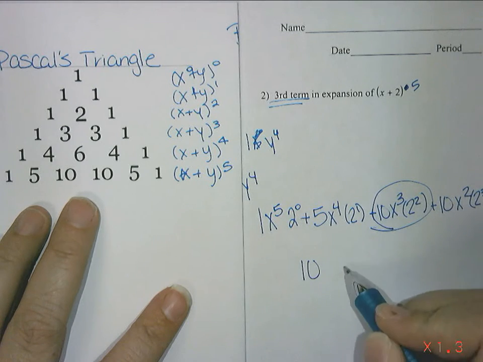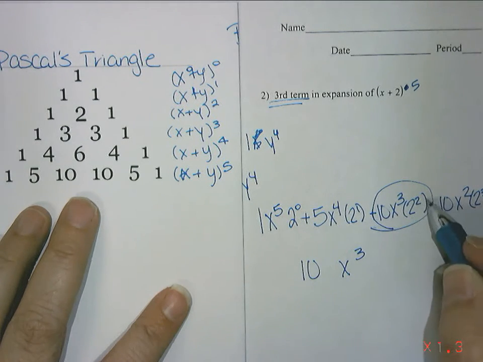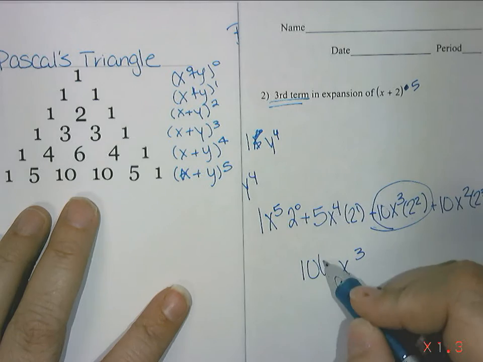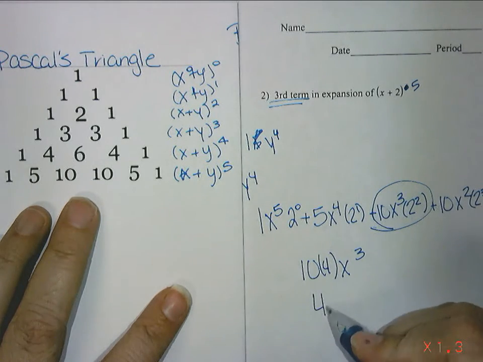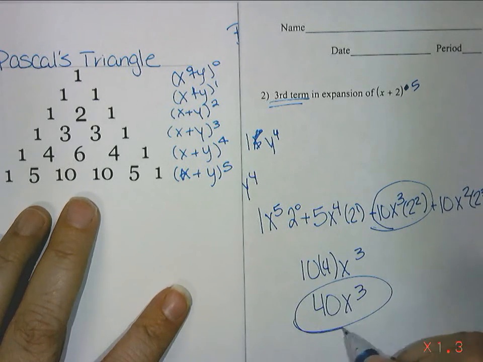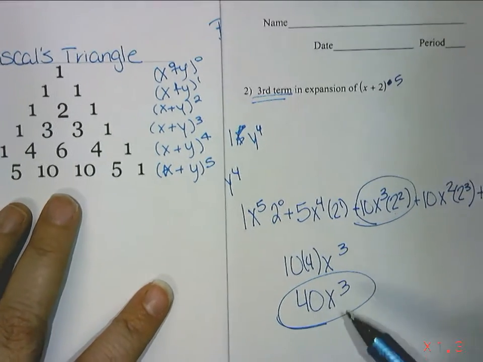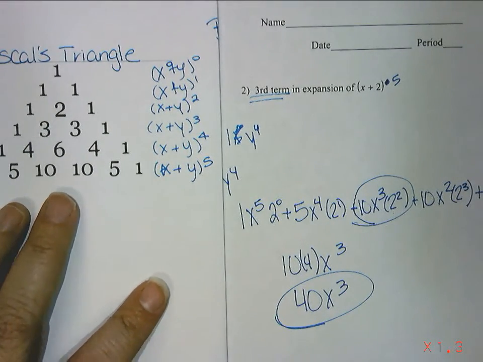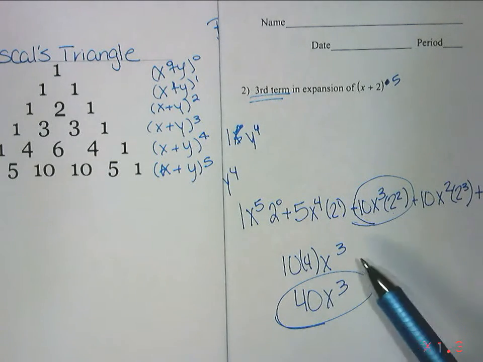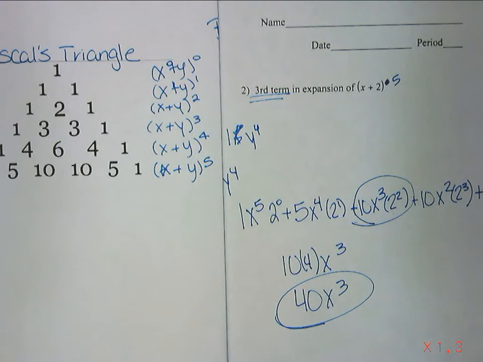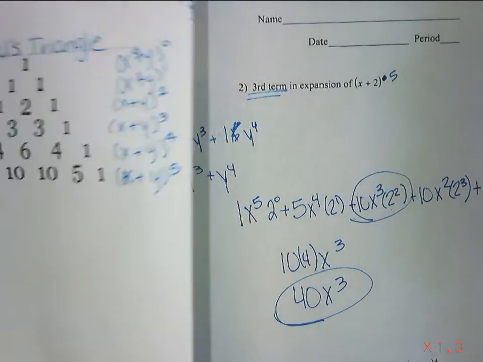So that's 10. We have x cubed. 2 squared is 4, so that's just 10 times 4, so that's 40 x cubed. So we can keep expanding this, but the question asks for the third term, so you don't technically need to go all out. But if it is like an end of course question, you're going to need to know how to do all of those, or a question that we're going to do tomorrow in class.